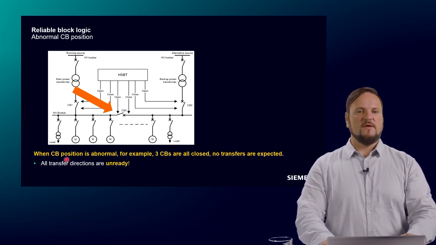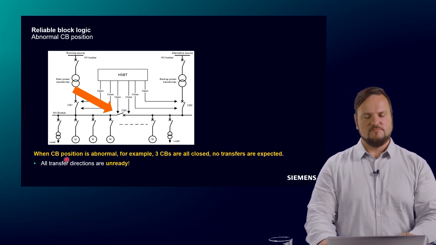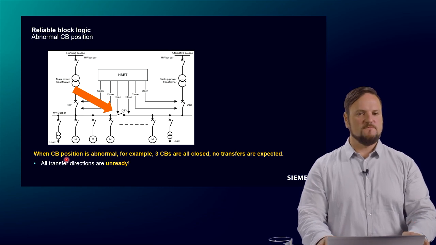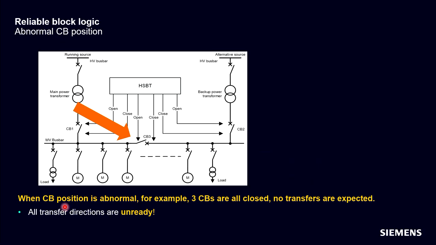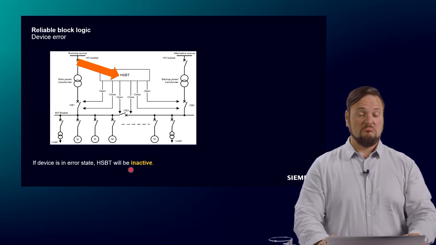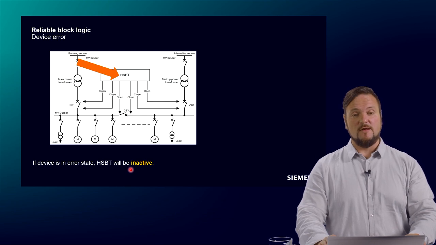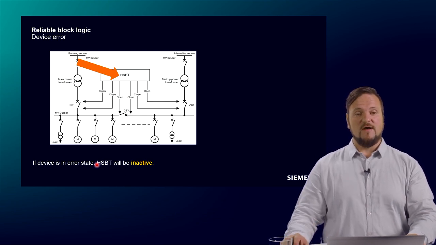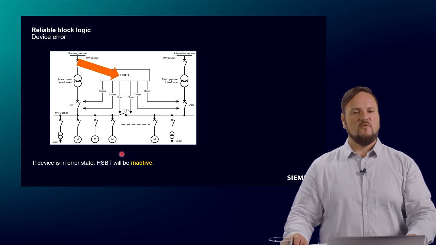So then we have the case of an abnormal CB position. It could be that the CB is in the intermediate position, or it could be that all the CBs are closed. So in both cases, when we have an abnormal CB position, the transfer should not be initiated. That means all the transfer directions are unready. Or in the very seldom case where the device is in an error state or the function is in an error state, the HSBT will be inactive.